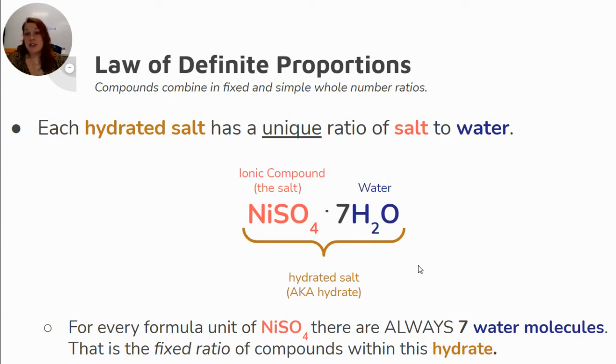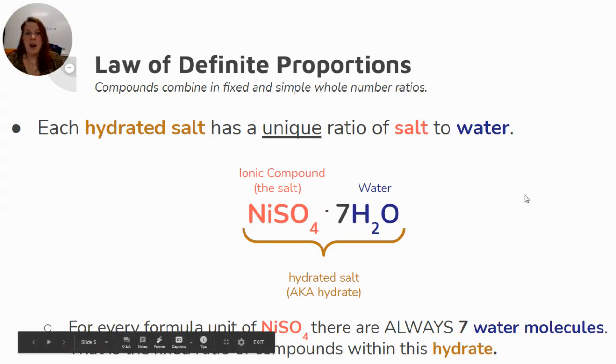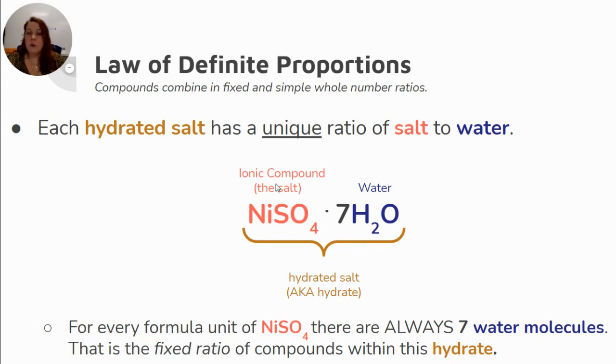So each hydrated salt has a unique ratio of salt to water, which brings to mind the law of definite proportions, where compounds combine in fixed and simple whole number ratios. For instance, H2O is a totally different substance from H2O2. In this case, what this chemical formula tells us is that for every 1 formula unit of nickel 2 sulfate, there are 7 molecules of water attached to it to create the hydrated salt, or the hydrate.